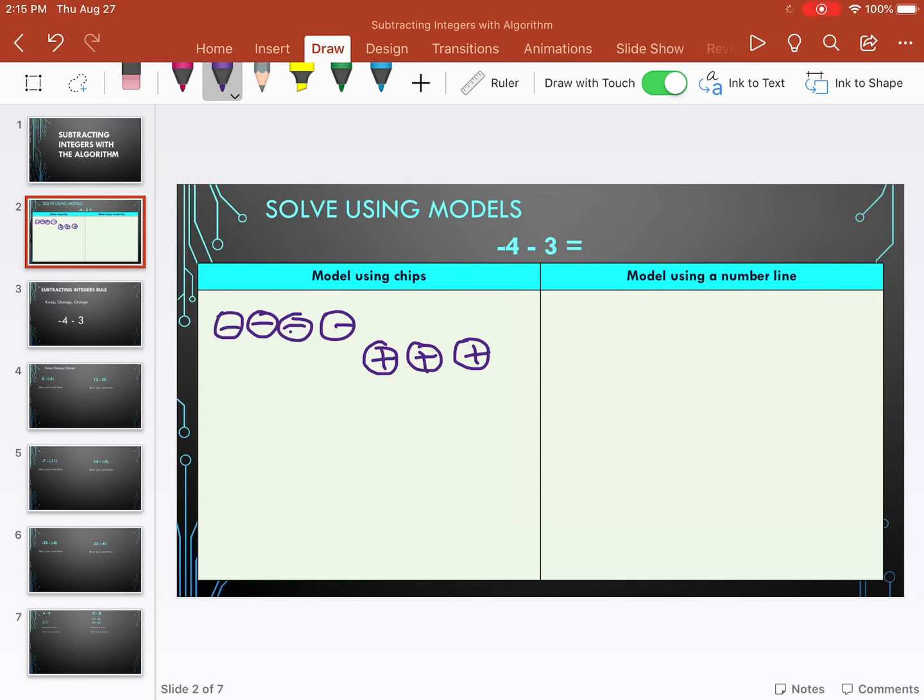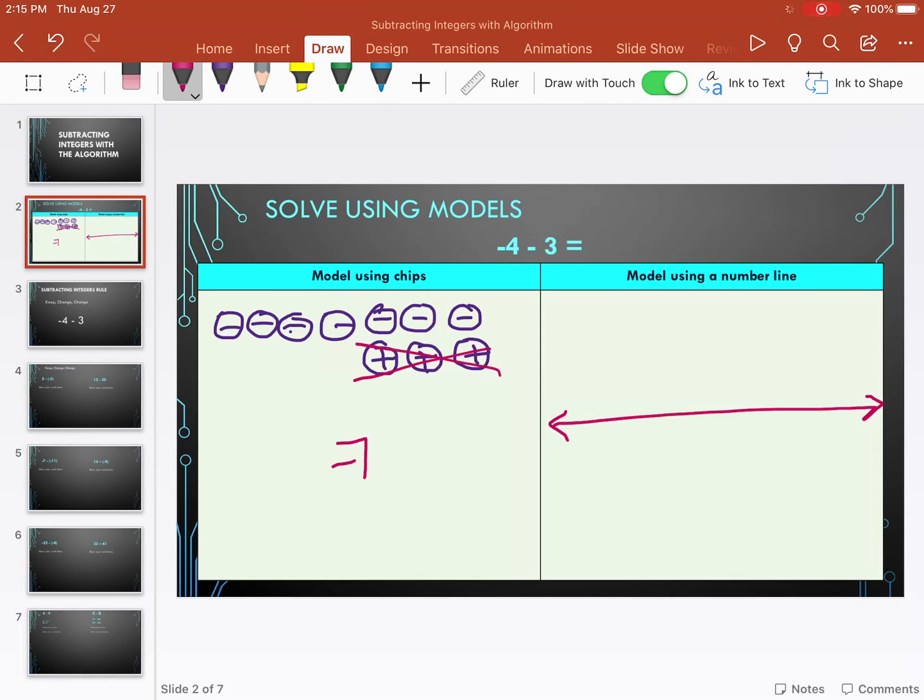And I can't just add them as positives, I actually have to add them as 0 pairs so that this still equals a -4. Now I can subtract my positive 3. So I'm going to get rid of these, and my leftover is what my answer is. So I've got 1, 2, 3, 4, 5, 6, 7. I've got -7.